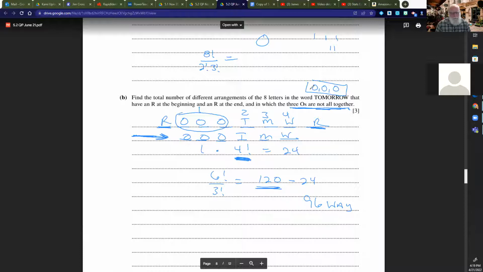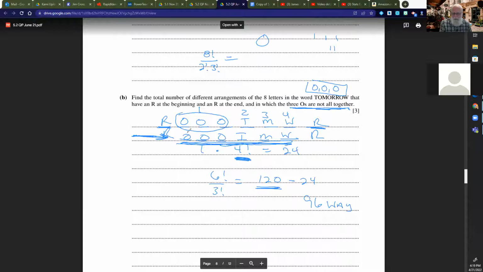So wait, so we find the 6. We did 6 factorial divided by 3 factorial because that's the number of different ways they can be arranged, right? Now, keep in mind, I still need to have an R on each end, so the only thing that's changing are the letters in the middle. So this is the number of ways I can arrange these letters without any restrictions at all.